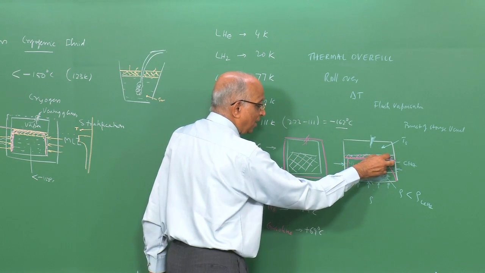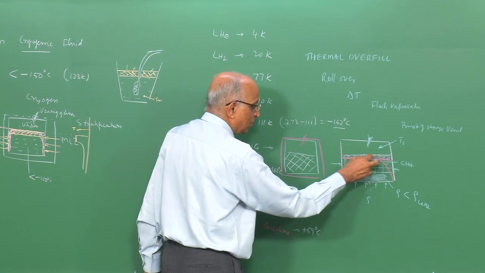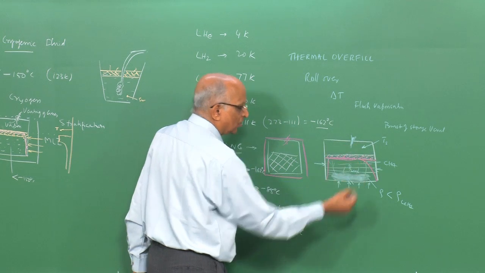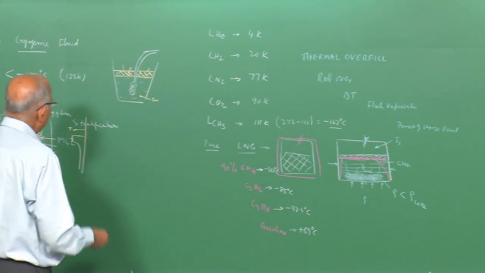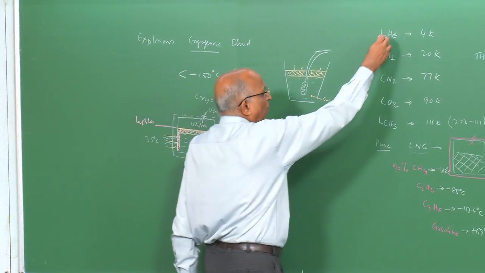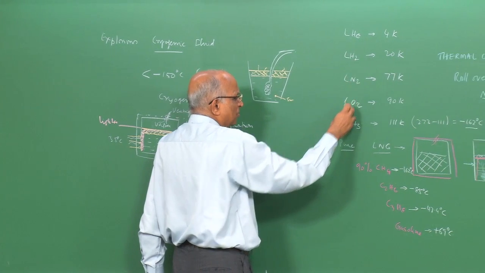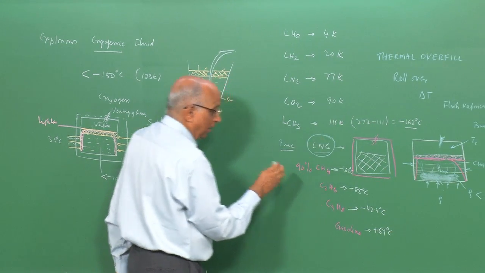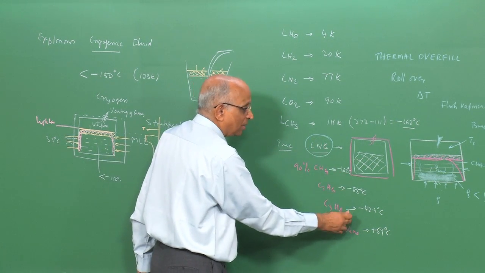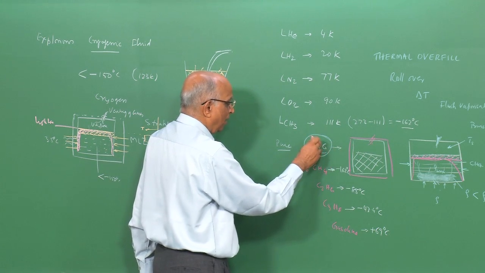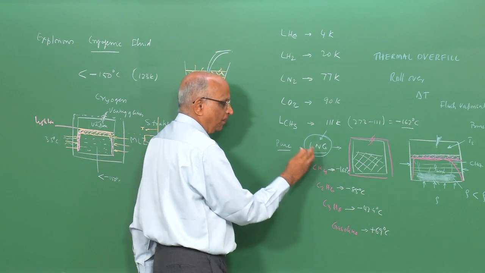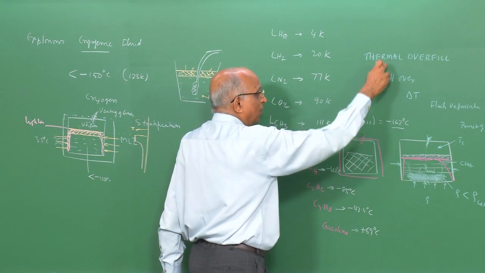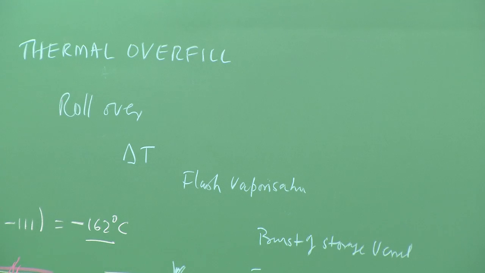It mixes with the stratified layer on top, namely a rollover process, in which thereafter this flash vaporizes because it is at a higher temperature, and the bursting of the pressure vessel occurs. Therefore, whenever we handle cryogens which are somewhat impure, you have a mixture of some other substances, and such explosions are likely. In the case of LNG, it is obtained as a mixture of some substances. It's not pure methane by itself, and therefore the storage vessel has to be designed with care such that the thermal overfill and rollover will not cause an explosion.